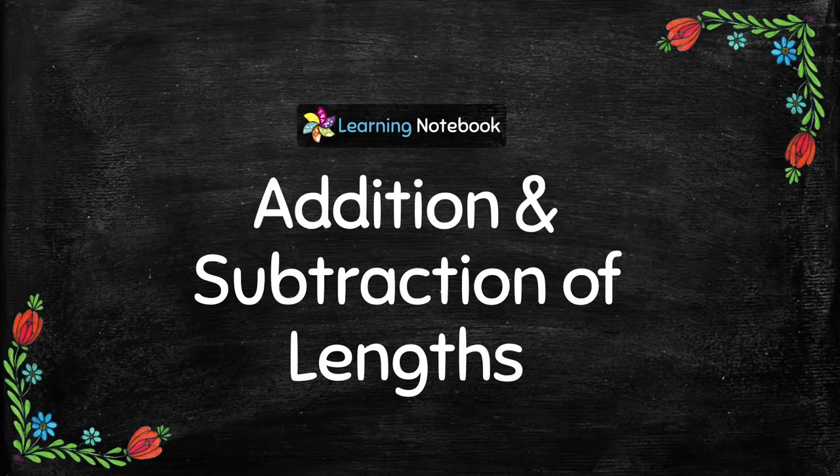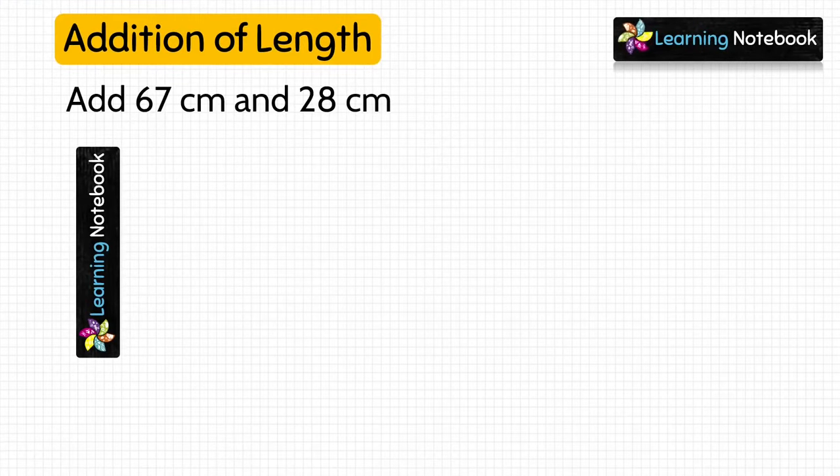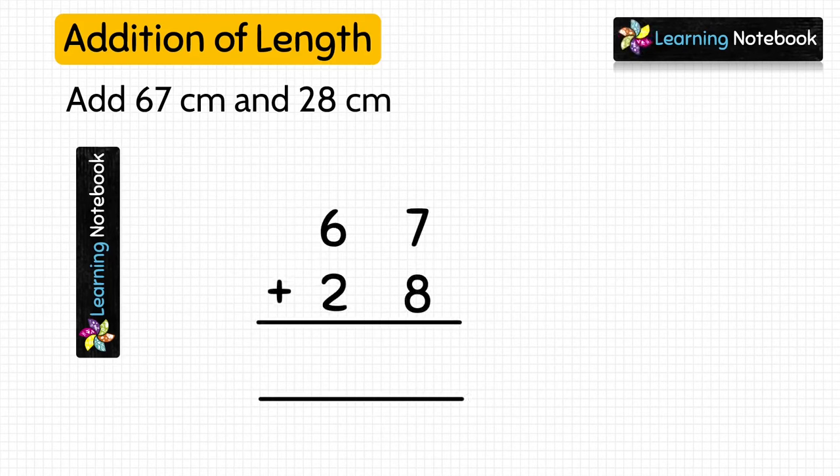Now our next topic is addition and subtraction of lengths. First, let's do addition of lengths. Let's take an example. Add 67 centimeter and 28 centimeter. Students, to add these two lengths, we will simply add the numbers and write down the unit.